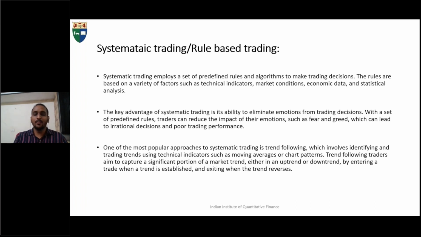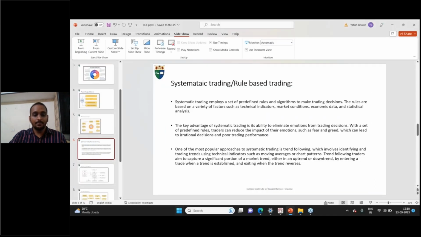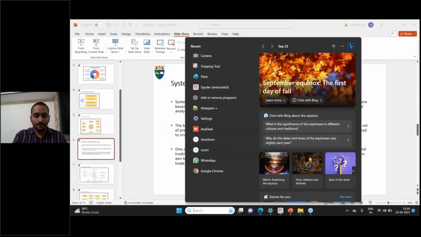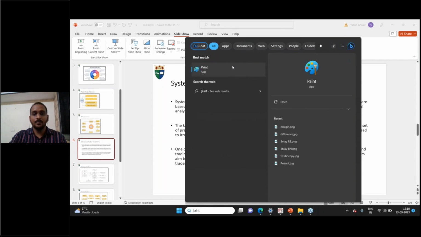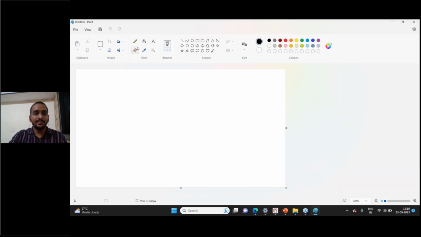Basically, trend following aims to capture a significant portion of a market trend, either an uptrend or downtrend, by entering a trade when the trend is established. If I give you a brief, let me show it in Paint. Trend following is where the trend is ongoing and you attempt to enter the trend after the signal confirmation.